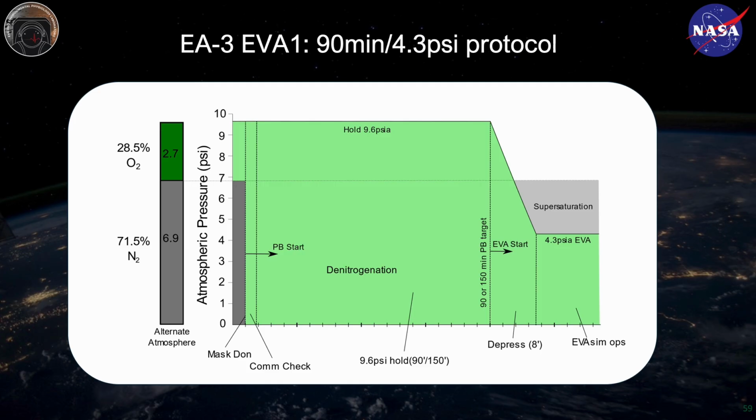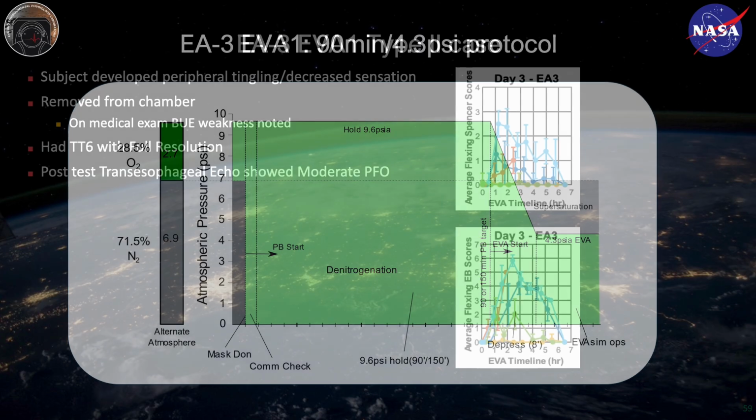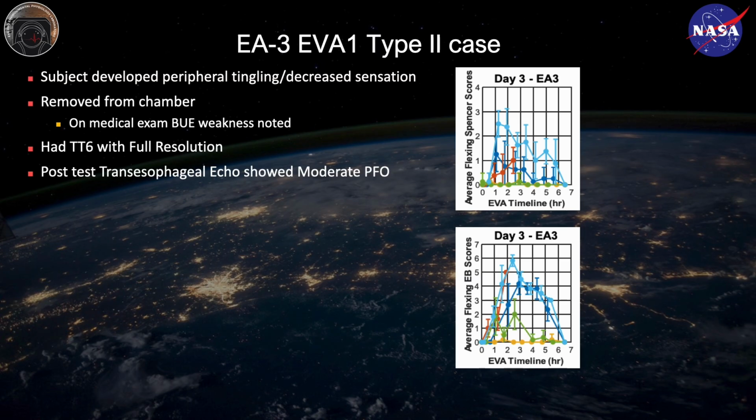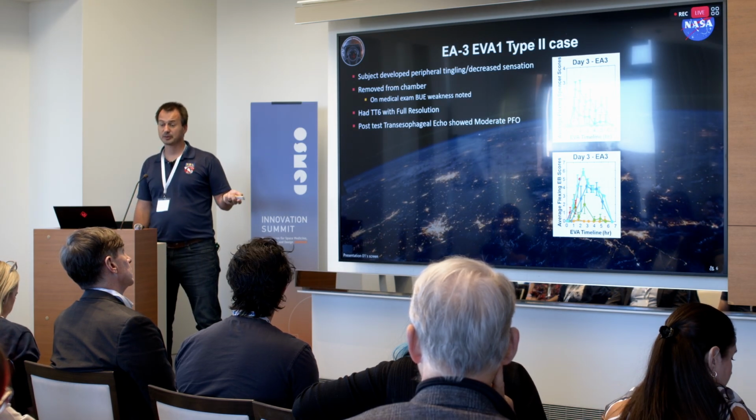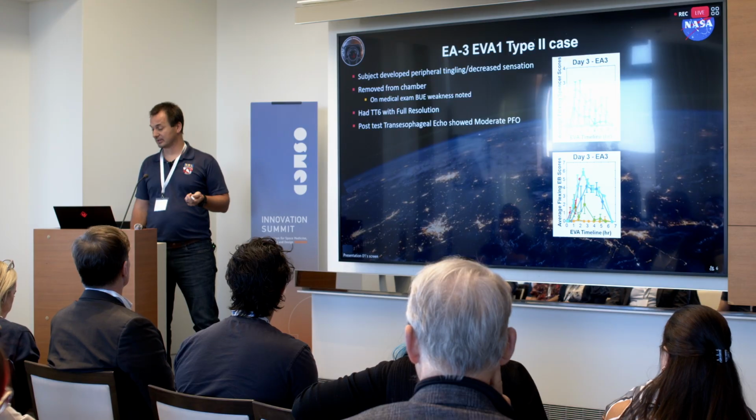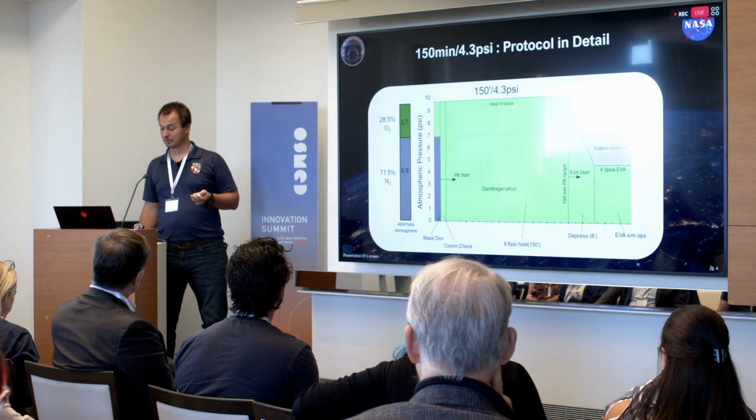So off we go. Same thing, 90-minute tests. We start the protocol. Unfortunately, we had a type 2 case. So there's a neurological case. So we had somebody that had loss of sensation, decreased feeling. Not good on the moon. On Earth, we can treat it right away, and so we pull the individual out, but we know 90 minutes is not going to work on the moon.